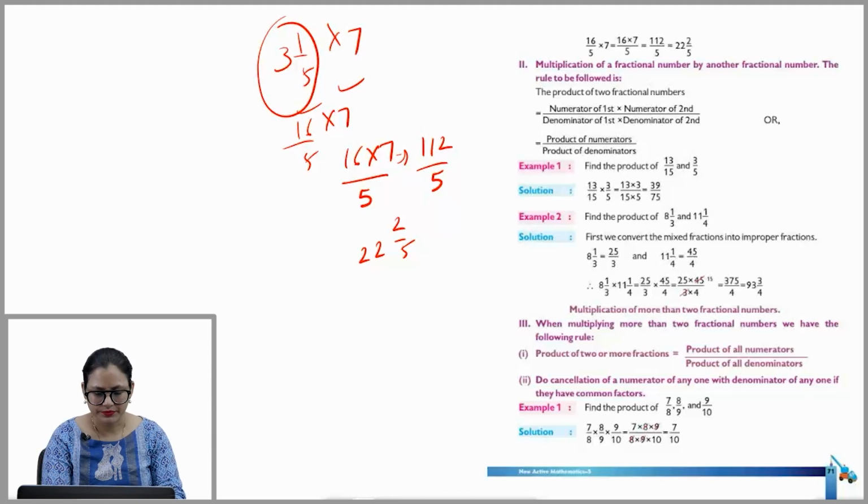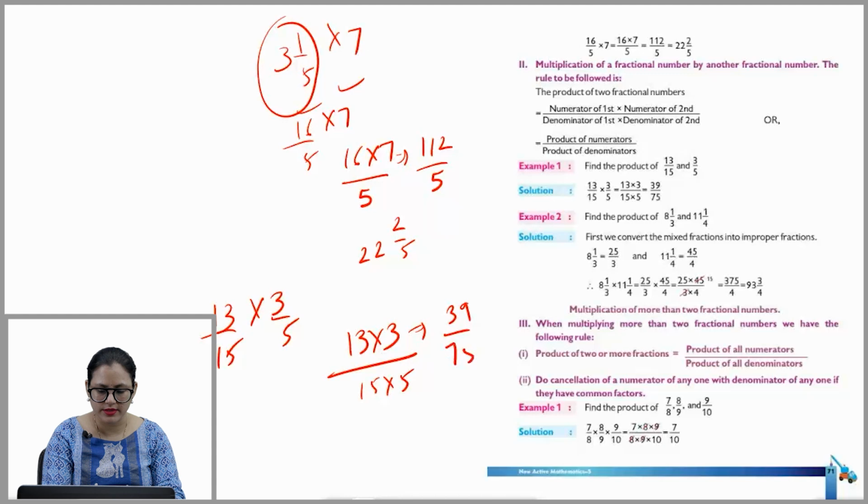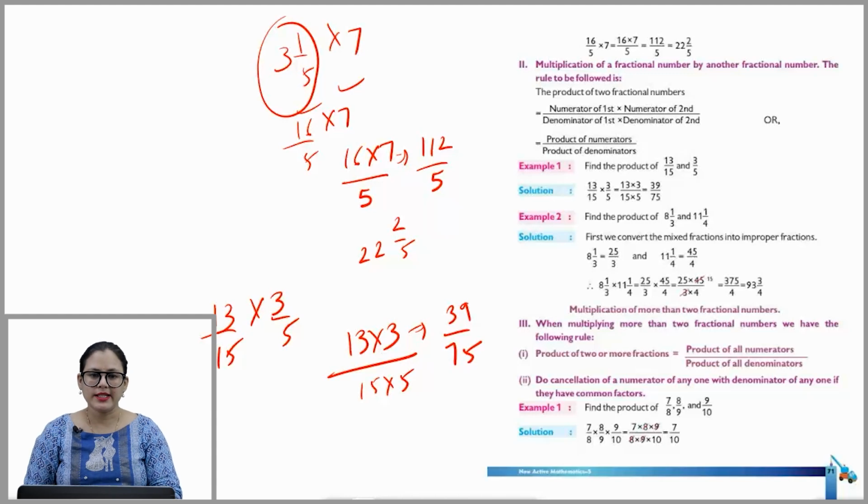For example, 13 by 15 and 3 by 5. You will multiply numerator by numerator, denominator by denominator. So, 39 by 75 is the answer. Okay. And in this case also, first you will convert the mixed number into an improper fraction and then multiply, right?